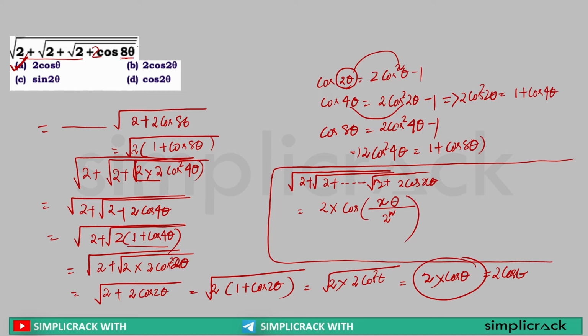Now how to solve it? Sir, here in this question, answer will be 2 into cos x theta, that is 8 theta, divided by how many times 2 are there? 1, 2 and 3. So it is 2 to the power 3. That means 2 into cos 8 theta by 8. 8 crossed out, so answer is 2 cos theta. What do we find out? Answer is 2 cos theta.